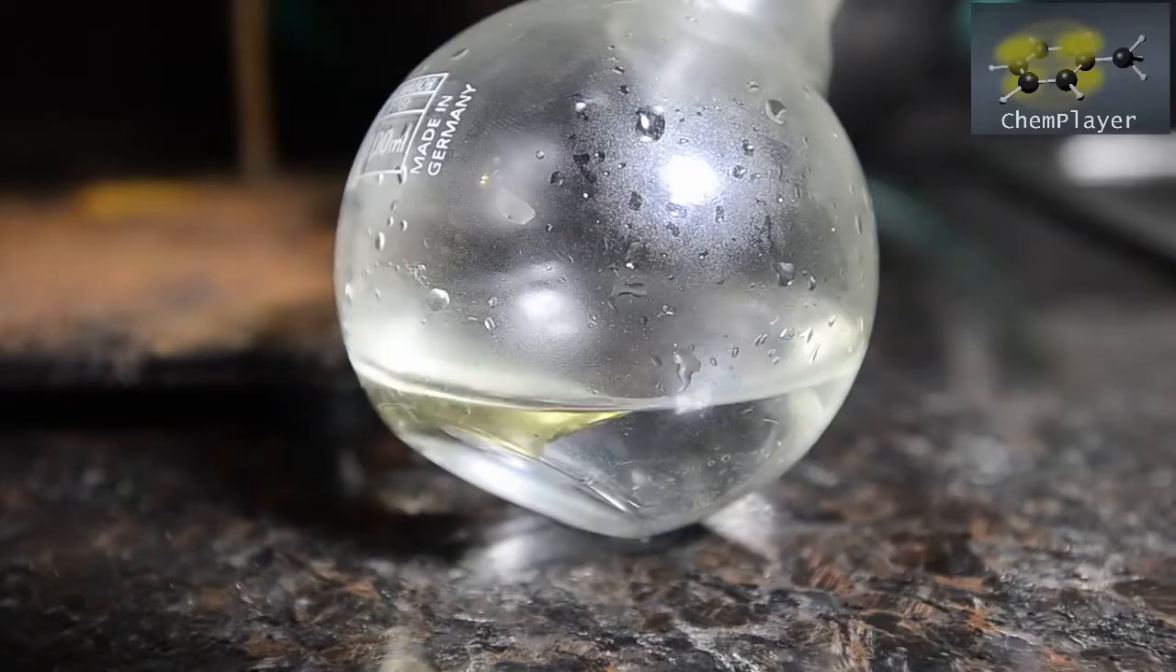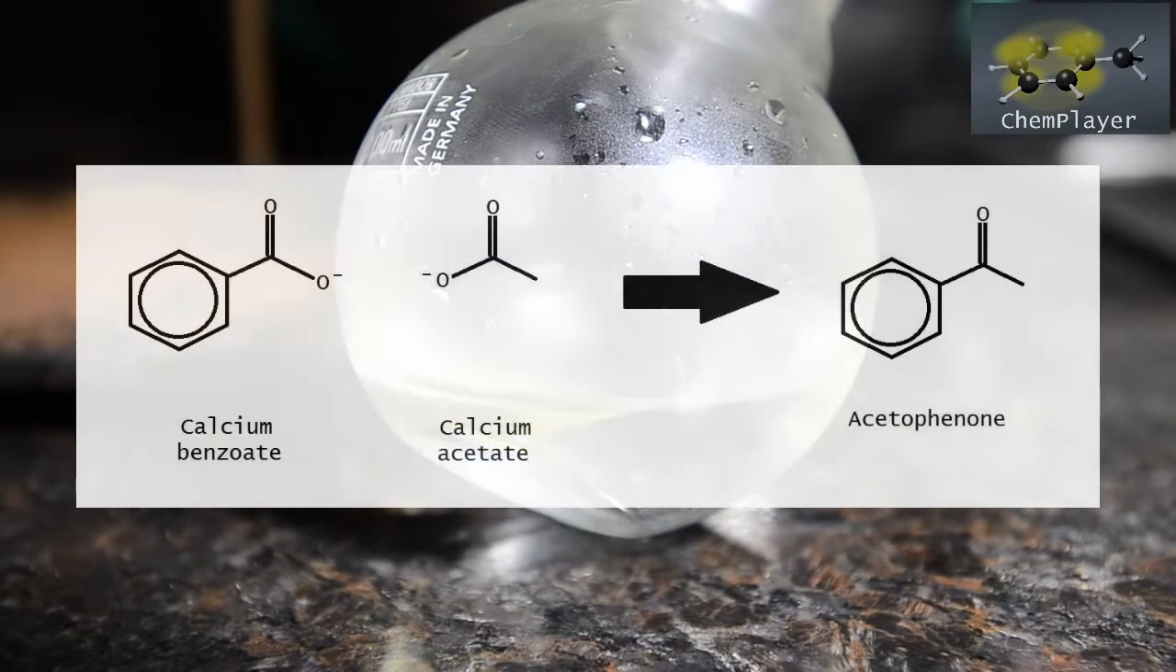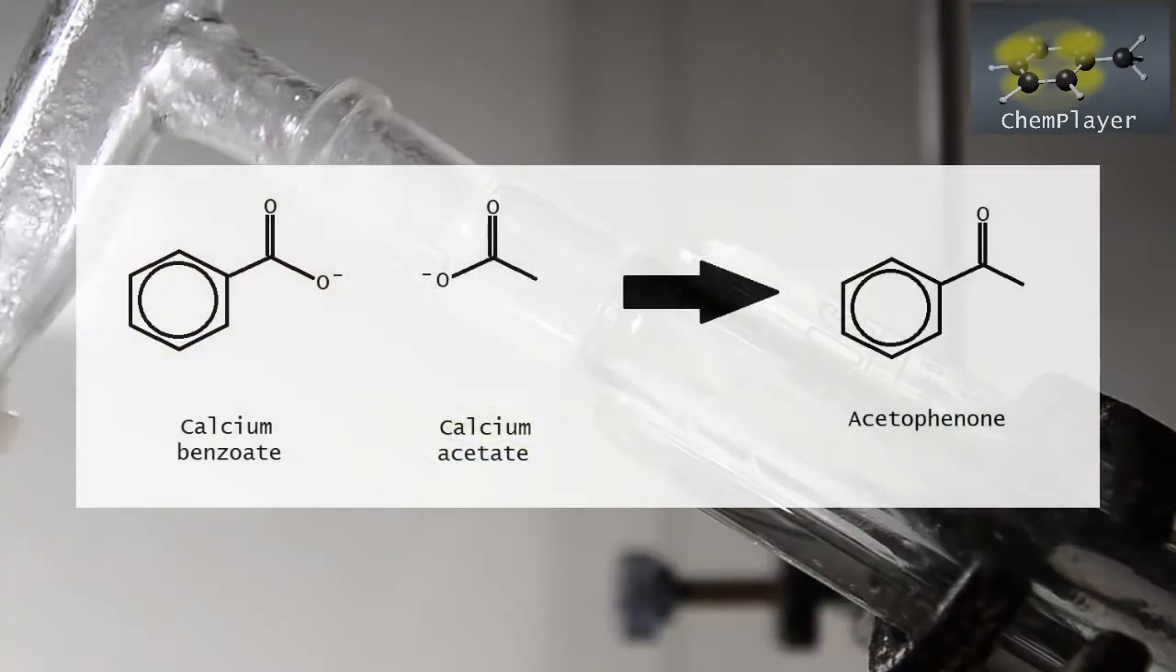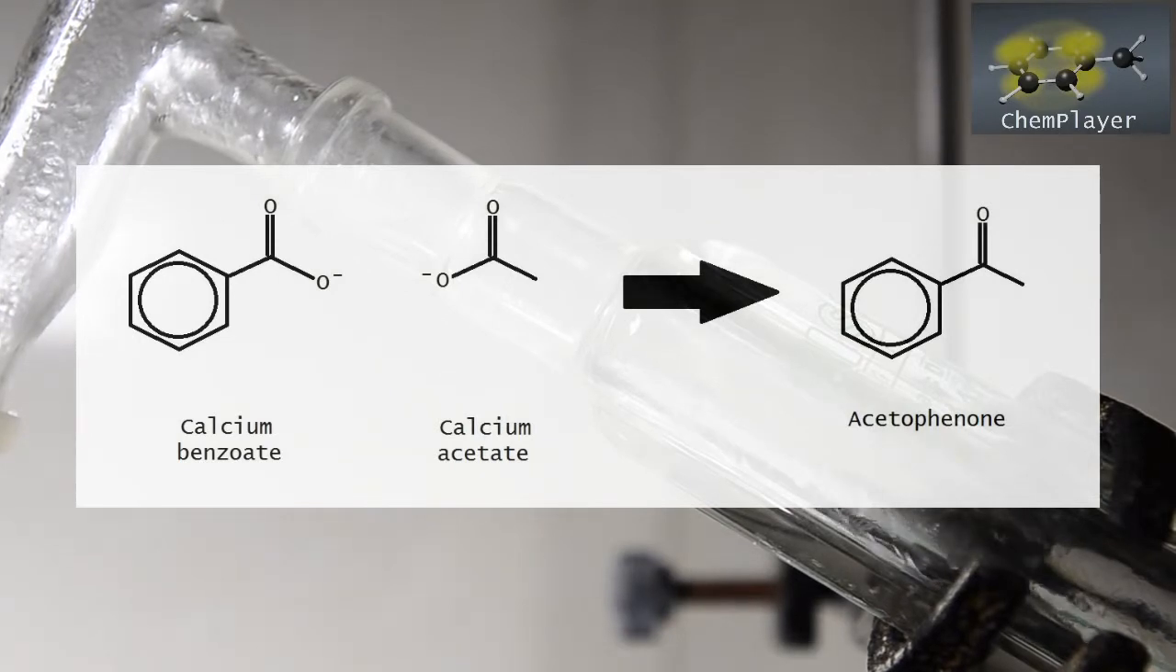And soon the bubble begins to grow into a separate layer of product in the receiving flask. As you can see here, this time in our reaction the product isn't an aldehyde, because in acetic acid we've got an extra methyl group compared to formic acid. So the product is a ketone with a benzene ring on one side and a methyl on the other. This is acetophenone.